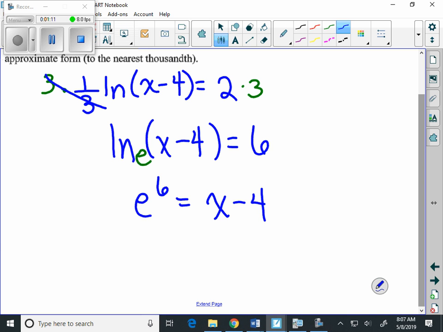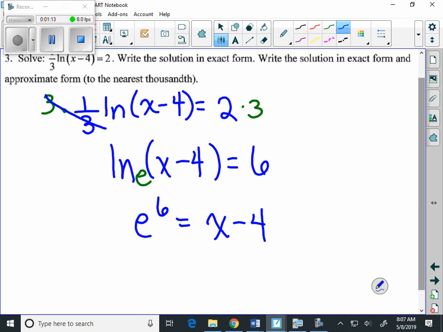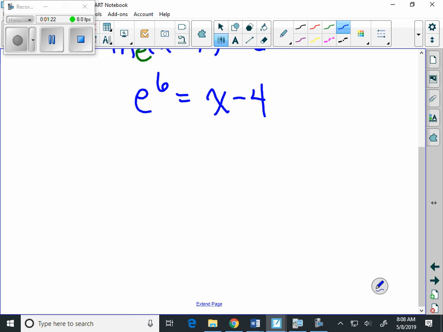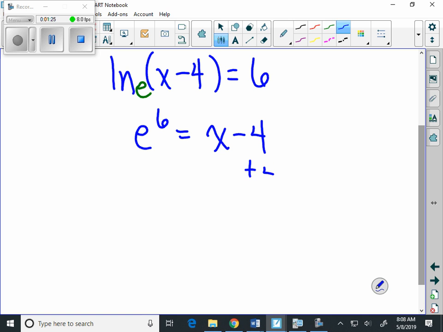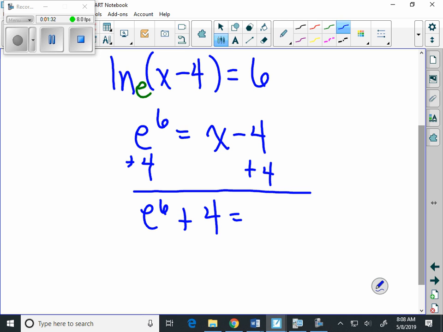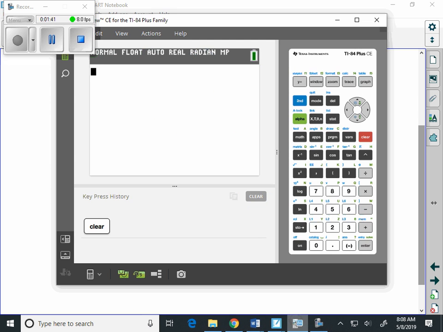And now, eventually, we want to write the solution in exact form, and then we want to write it in an approximate form, which is to the nearest thousandth. So to write it in exact form, we have to solve for x, and we're going to add 4 to both sides. And we get e to the 6 plus 4 equals x. There's our exact form. Well, if we want to figure out what the approximate form is, we pull out our calculator, and we're going to type that in.